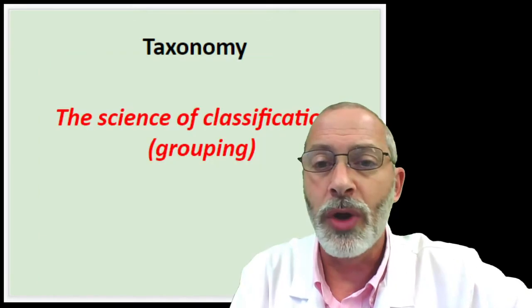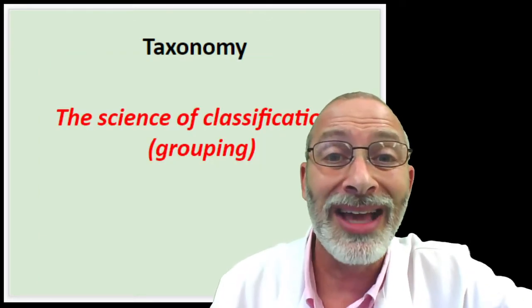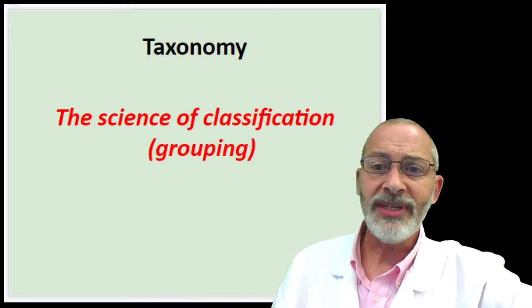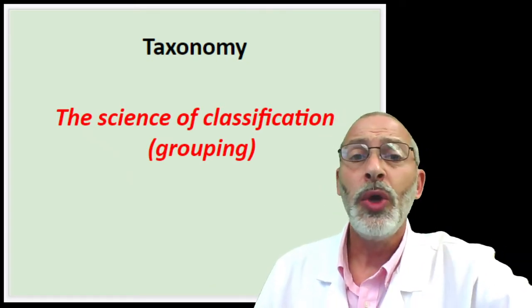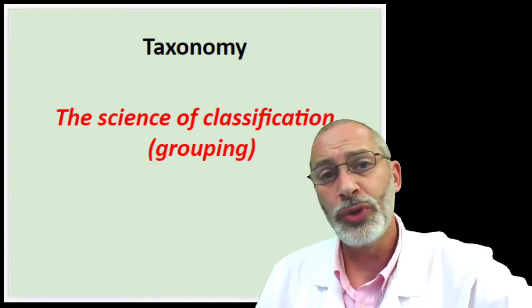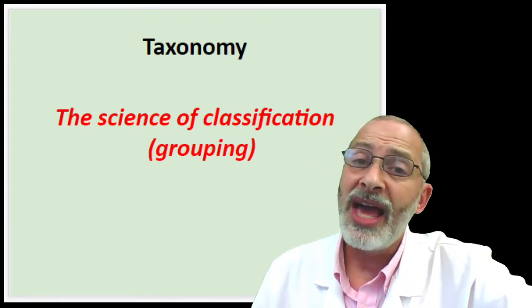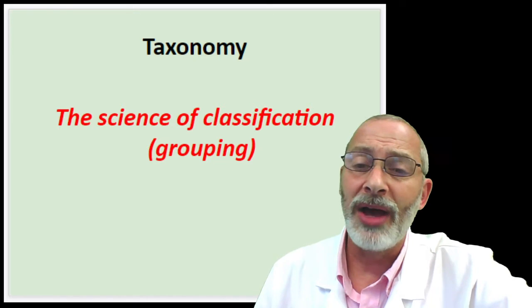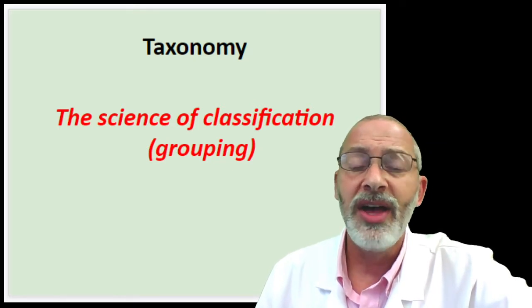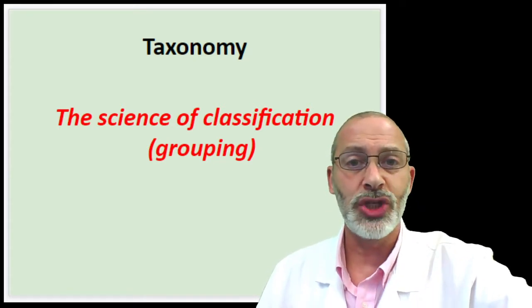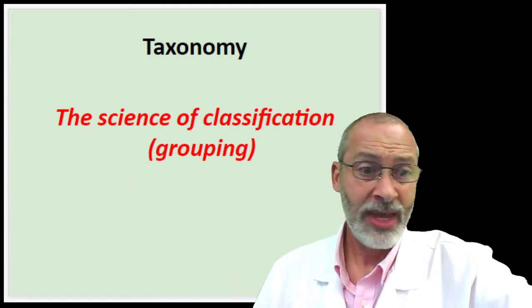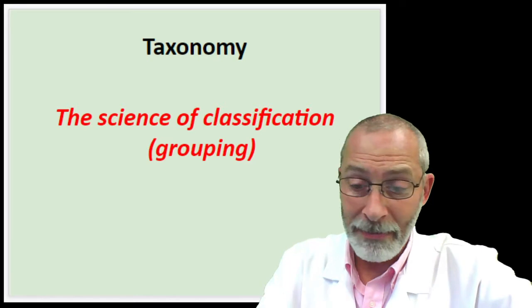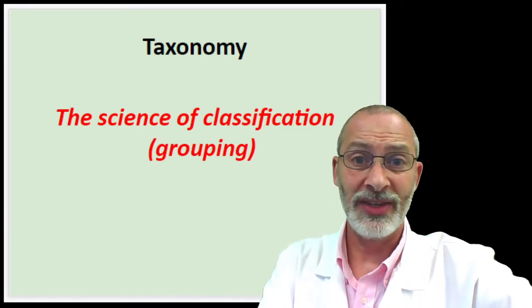So let's get into our notes with the word taxonomy. Taxonomy itself, as I said earlier, has nothing to do with money, has nothing to do with paying taxes. Taxonomy is all about the science of classification or grouping things. And we can group many different kinds of things.